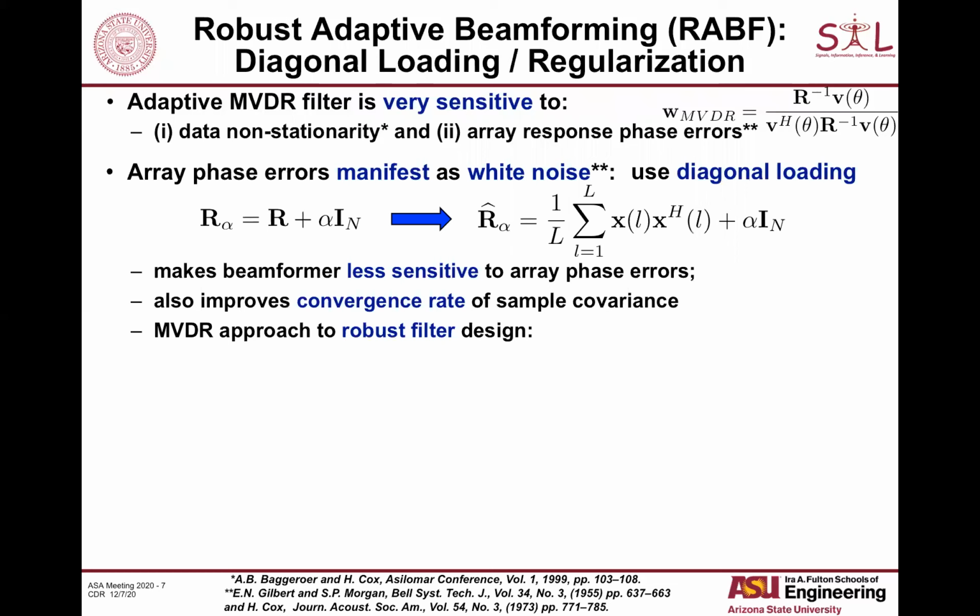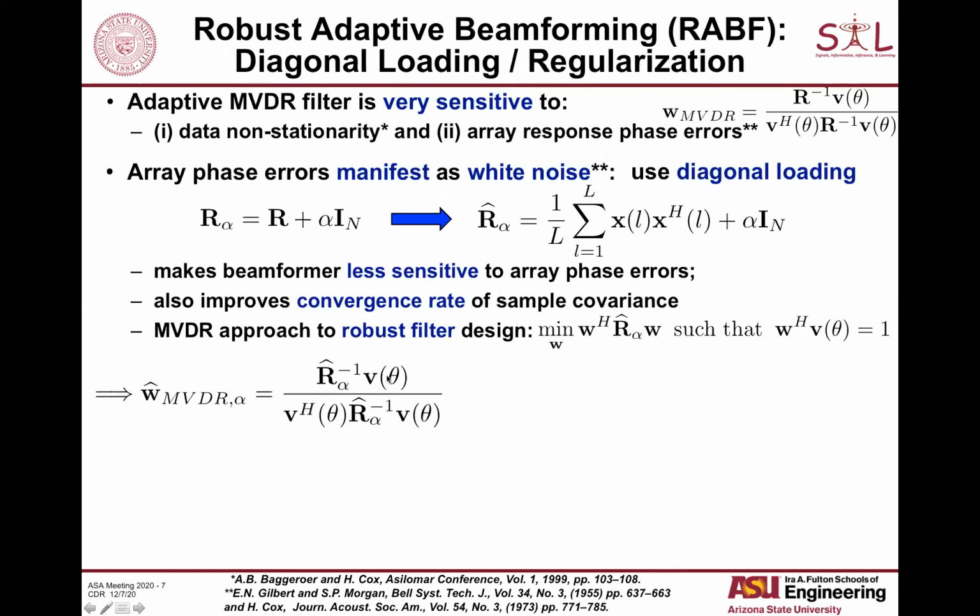And so diagonal loading is used to basically reduce the sensitivity of the processor to these array phase errors. We basically just add this diagonal loading component to the true data covariance matrix, and we use that instead. So practically, we would add a diagonal loading component to the sample covariance matrix. Now, it turns out that this also improves the convergence rate of the sample covariance matrix when there's a true uncorrelated noise component present, which is almost always the case. And so we're formulating the MVDR criteria using this diagonally loaded covariance matrix.